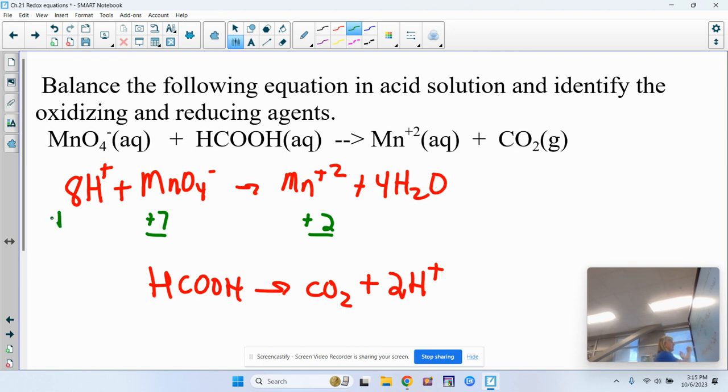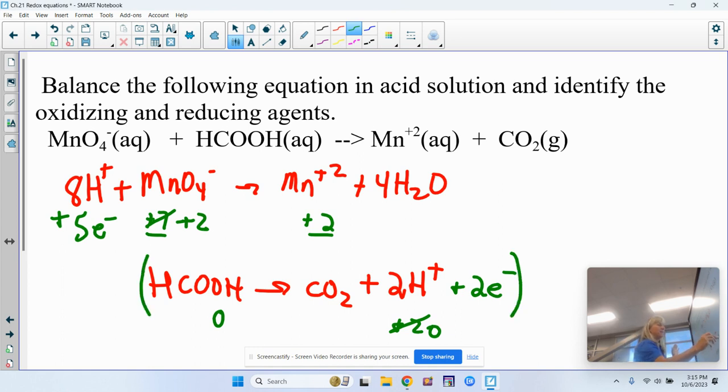So if I add 5 electrons to this side, that will now make that +2 for the whole side, and that's balanced. And then on this one, I have +2 on this side and 0 on this side. So I'm going to add 2 electrons to this side to make that 0 as well. In order to put them back together, my electrons have to cancel. So I'm going to multiply this one by 5 to go up to 10 electrons, and this one by 2 to go up to 10 electrons. Okay, so the common multiple is 10 for these.